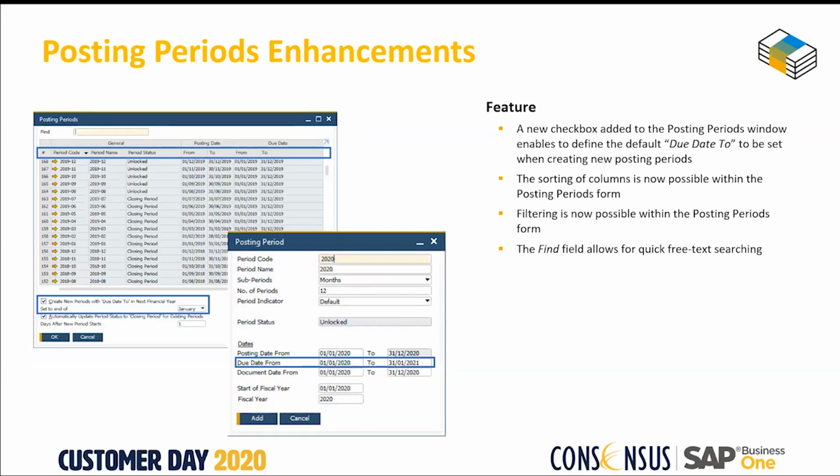Posting periods, there's a new checkbox in the posting period where you can define the default due date to be set. You know how usually when you get to the end of the year and you have invoices that are due next year, now you can actually say that for the next period, the due date will be at the end of January, for example. So it saves you the hassle of going back and adjusting due dates.